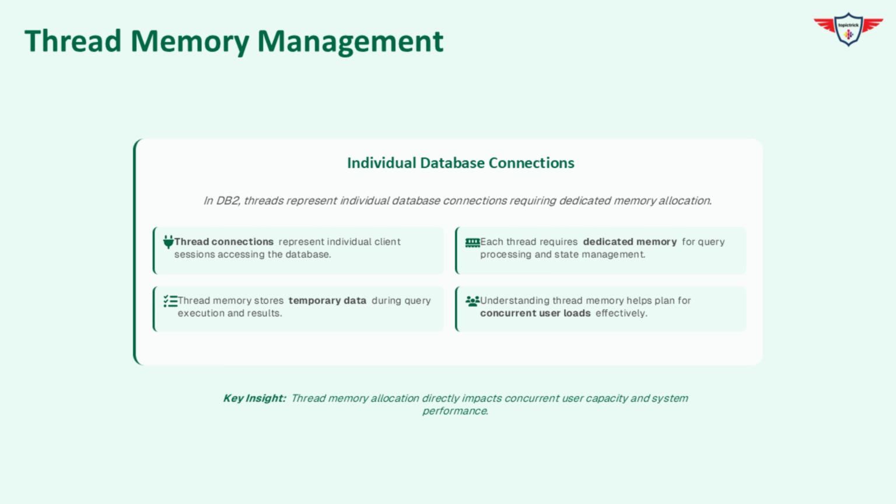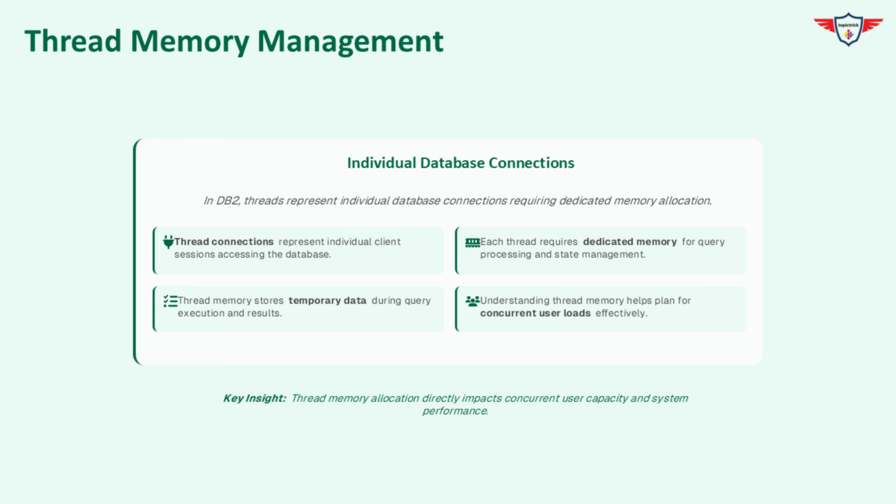On the other hand, transaction processing workloads focus on high concurrency with many small, fast operations. These workloads need optimized thread memory allocation to support many concurrent connections efficiently. They require fast response times and effective lock management to minimize contention between concurrent transactions.